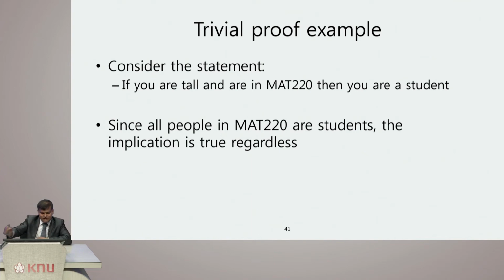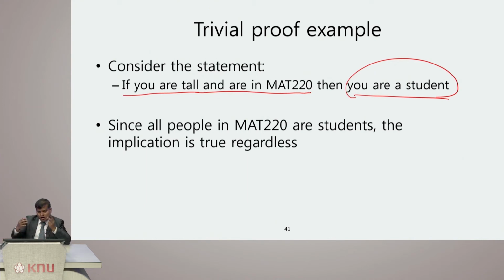So your antecedent is: if you are tall, this is your hypothesis or antecedent, then, and if you are tall and if you are in Math 220, then you are a student. So this is your conclusion, right? This part is your conclusion. Because all in Math 220 are students, we can say that regardless of whether they are tall or not, we can conclude that they are all students. In other words, the conclusion is true.